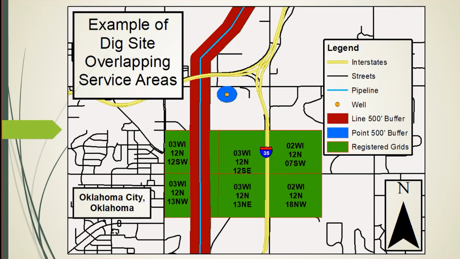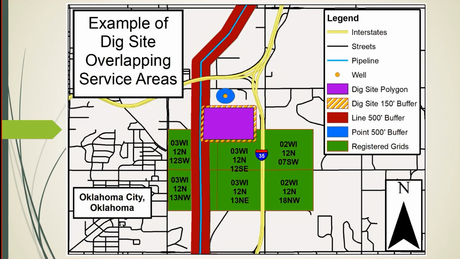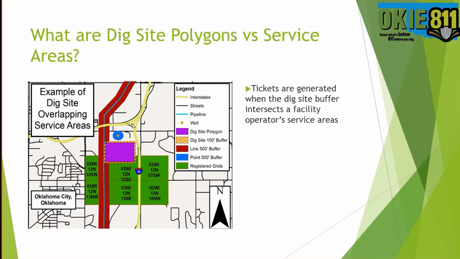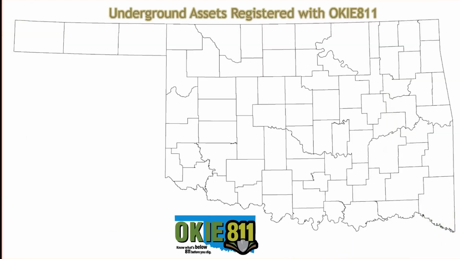But so now we have these service areas in our system, and somebody contacts us. They go online, they're submitting a request, they draw their worksite polygon, and there is a 150-foot buffer applied around that dig site polygon. So in this case, the tickets are going to be generated when the dig site buffer intersects the facility operator service areas. So in our example here, that pipeline and the registered grids were the ones that received this request.